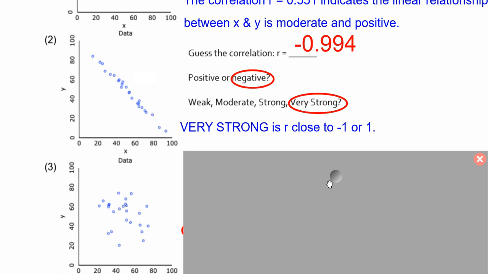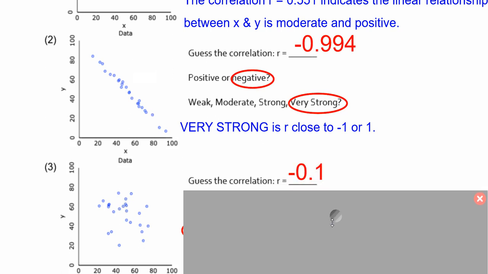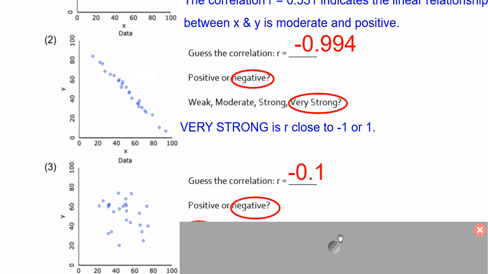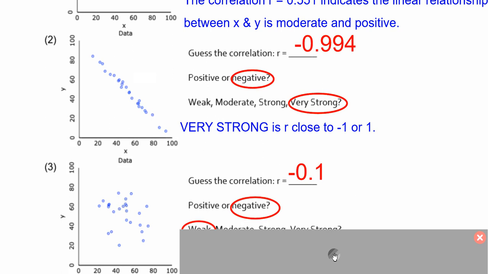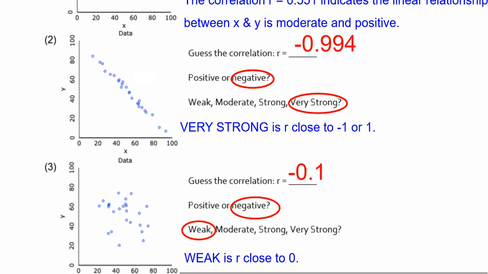For our data set 3, the R value there was negative 0.1. So it's close to 0, which means we can see somewhat of a negative correlation because as our x's go up, the y's do decrease, but it's a pretty weak relationship because it's close to 0.